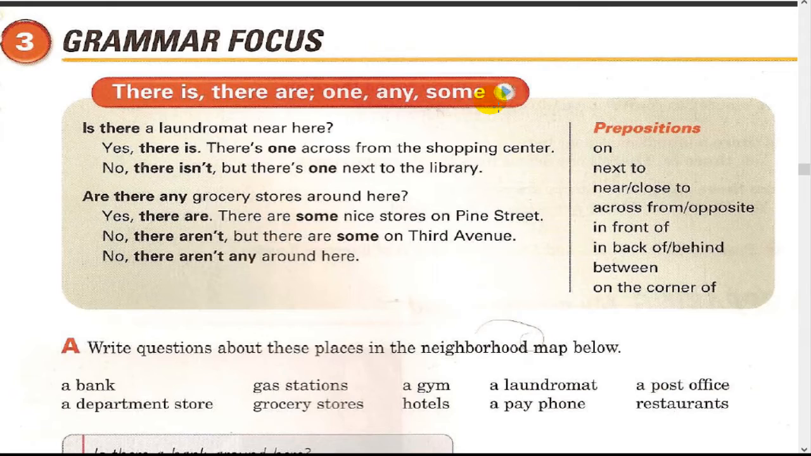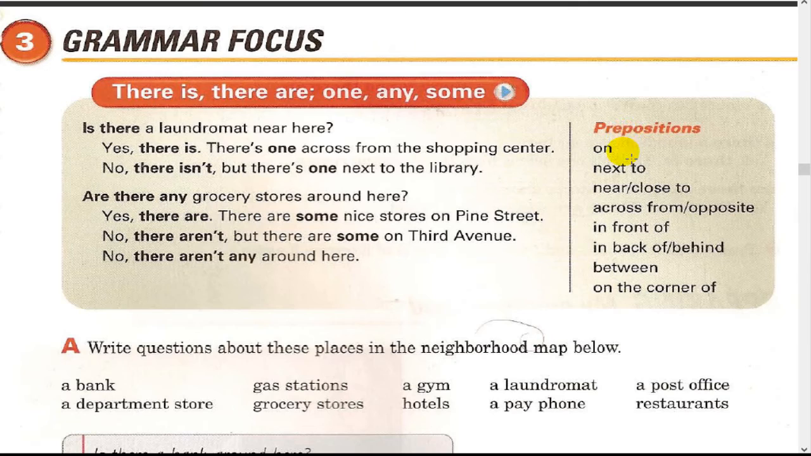Page 51. Exercise 3. Grammar focus. There is, there are. One, any, some. Is there a laundromat near here? Yes, there is. There's one across from the shopping center. No, there isn't. But there's one next to the library. Are there any grocery stores around here? Yes, there are. There are some nice stores on Pine Street. No, there aren't. But there are some on 3rd Avenue. No, there aren't any around here.